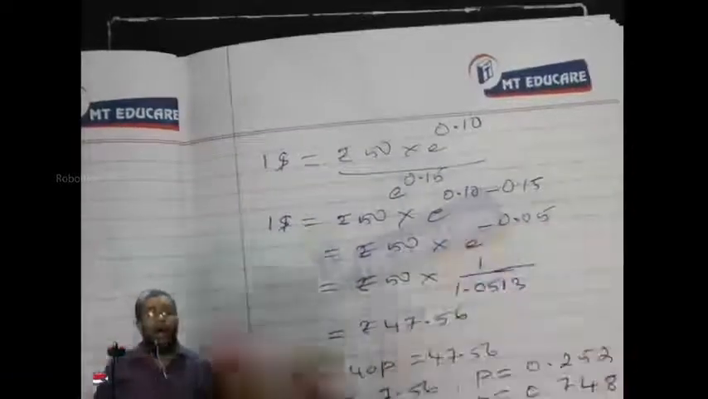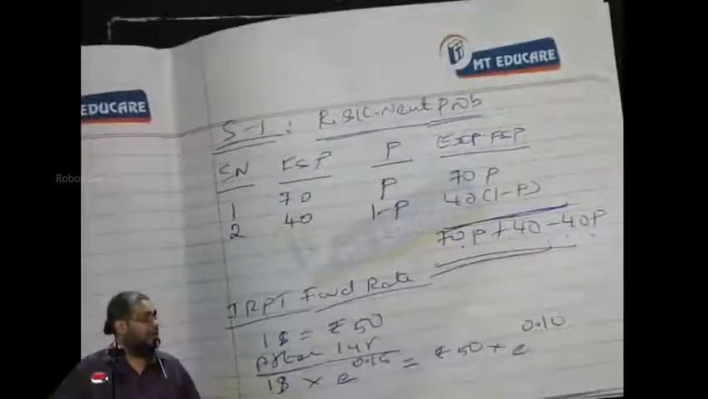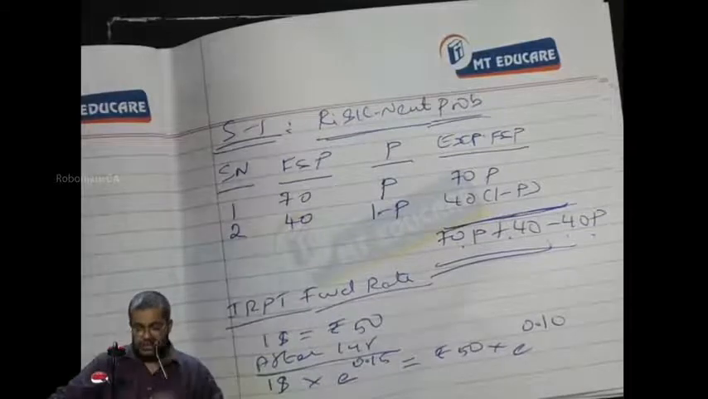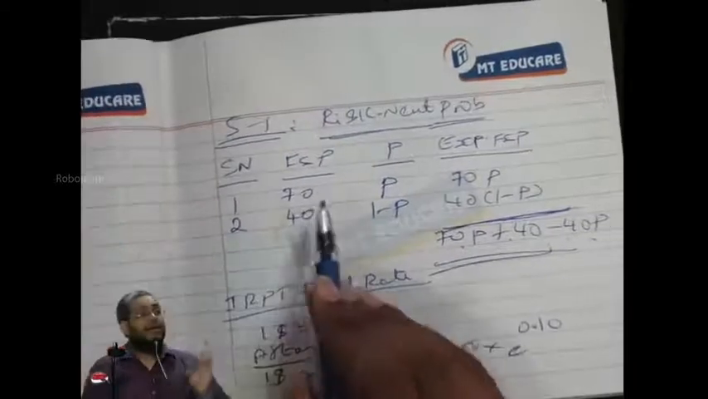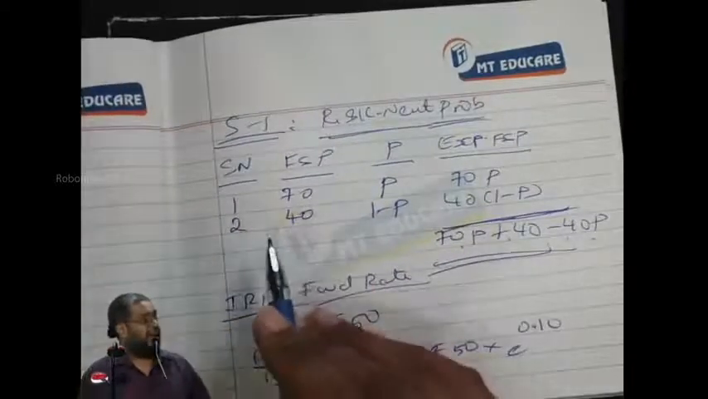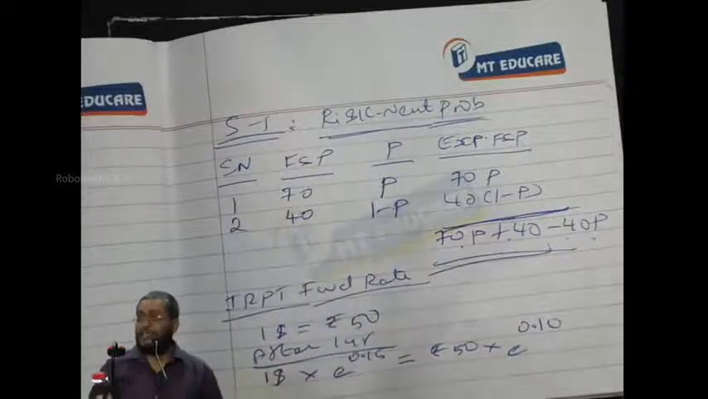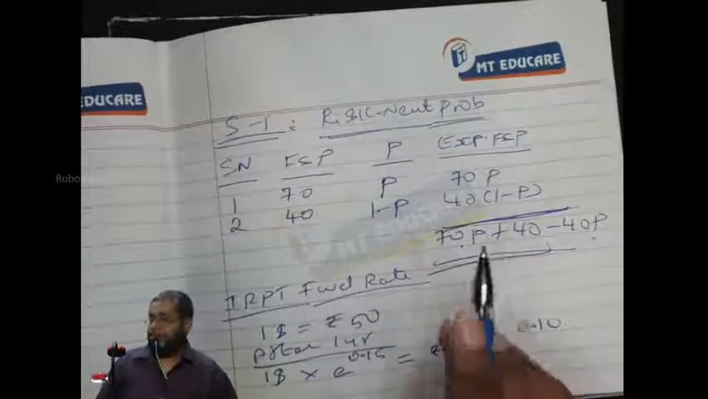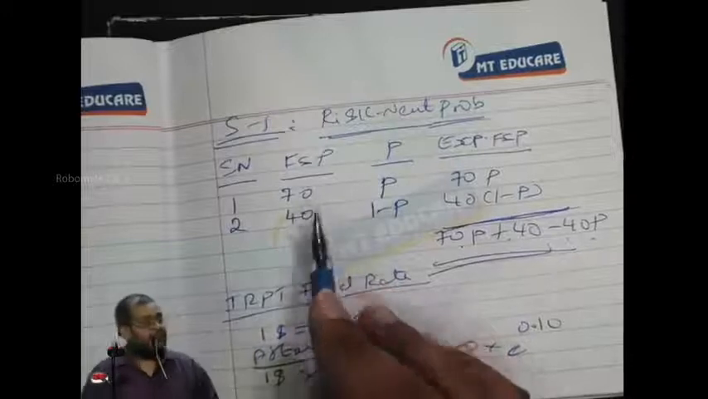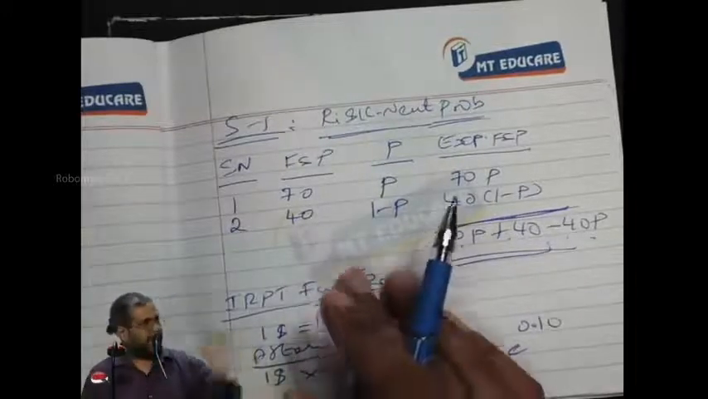Now, understand the logic behind the risk neutral probability calculation. Take this as a share. A share is trading today at 50 rupees. It can go to 70, or it can go to 40. Take this as an example.